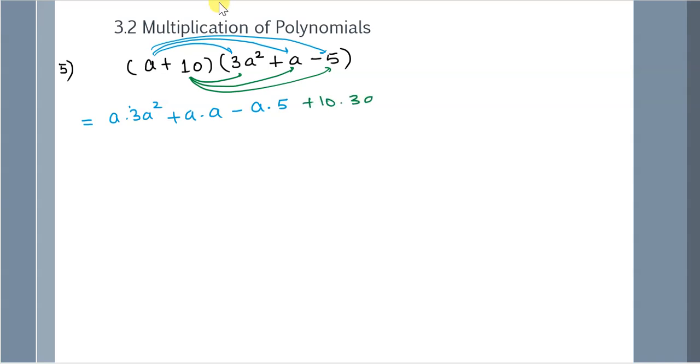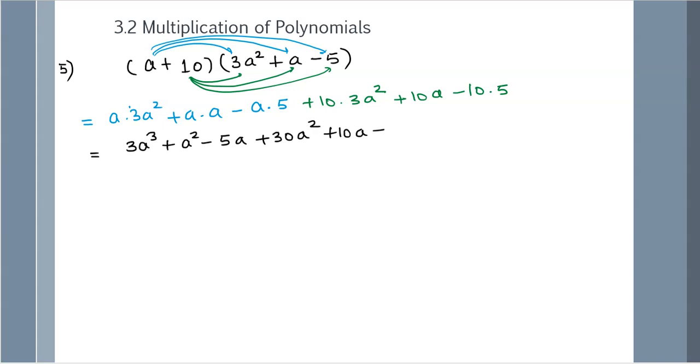10 times 3a square plus 10a minus 10 times 5. But I'm saying you don't have to write 10 times 5. You can directly write 50 once you practice it. So this gives you 3a square and a gives you a power 3. This gives you a square 5a. 3 times 10, 30a square. 10a minus 50. Still, we have to check if it is complete or not.